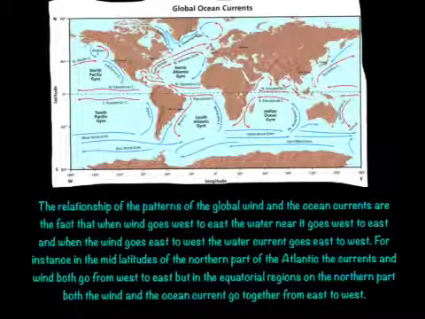The relationship of the patterns of global winds and the ocean currents is the fact that when wind goes from west to east, the water near it goes from west to east. And when the wind goes east to west, the water current goes east to west. For instance, in the mid-latitudes of the northern part of the Atlantic, the currents and wind both go from west to east. But in the equatorial regions on the northern part, both the wind and the ocean currents go together from east to west.